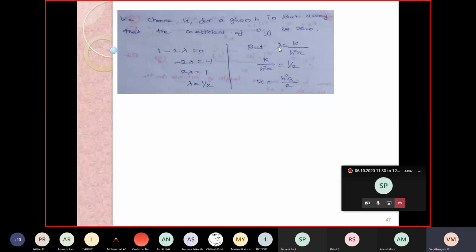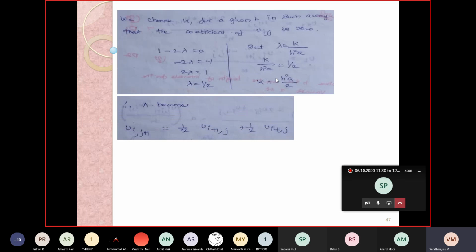When lambda is equal to 1 by 2, what happens? What we have assumed as lambda, k by h square a, is equal to 1 by 2. Therefore, k will become h square a by 2. At that particular point lambda is equal to 1 by 2, and therefore the equations become stable. Otherwise, the results won't be stable. We won't converge with the results when lambda is greater than 1 by 2. The convergence rate will be very poor.